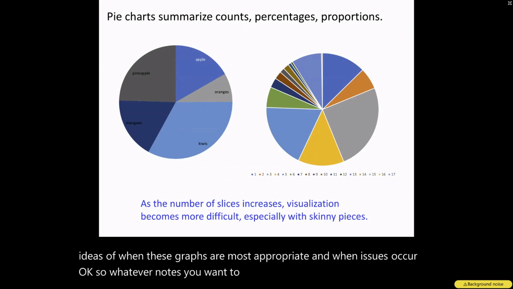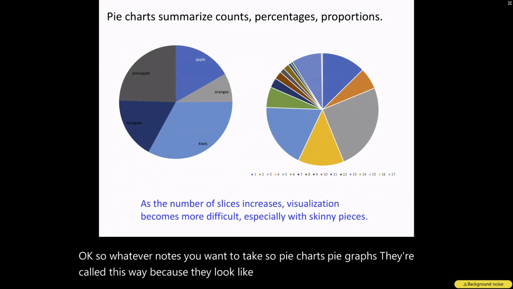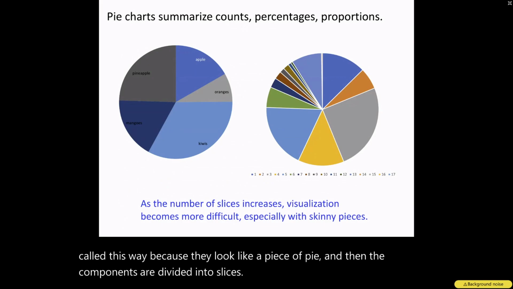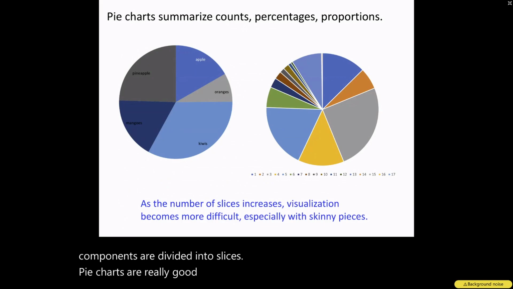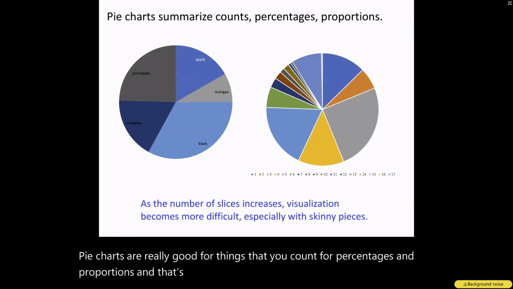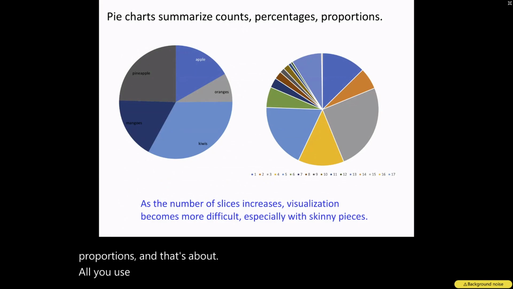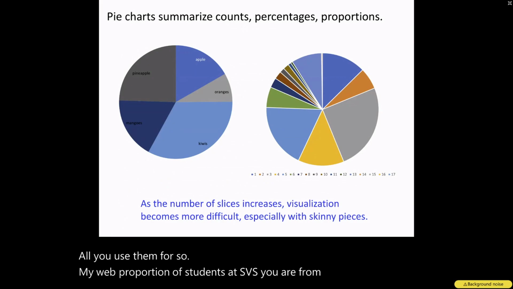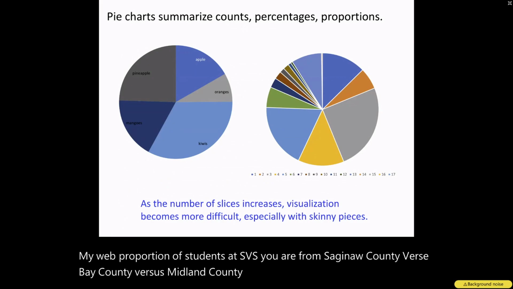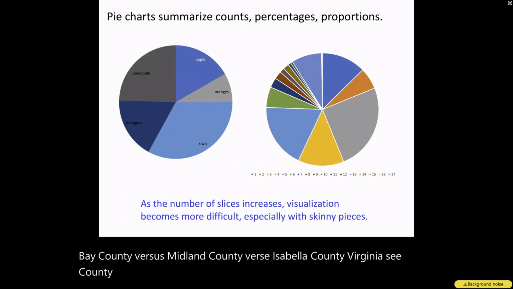So pie charts, pie graphs, they're called this way because they look like a piece of pie, and the components are divided into slices. Pie charts are really good for things that you count, for percentages and proportions, and that's about all you use them for. So what proportion of students at SVSU are from Saginaw County versus Bay County versus Midland County versus Isabella County versus Genesee County versus blah, blah, blah, blah, blah, right? You can divide people out by county. All right.